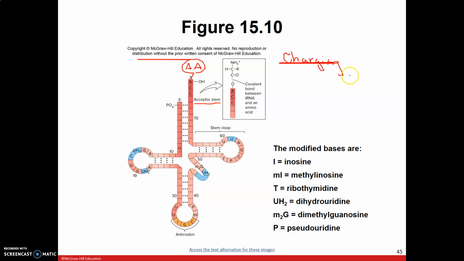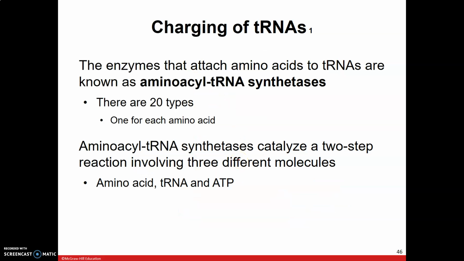So tRNA charging happens when an enzyme brings the appropriate amino acid to the transfer RNA. And guess what? That enzyme identifies it by looking at the anticodon. Amazing, huh? Over here, the modified bases are the I is iodine, ML is methyl-linosyl, and so forth. Don't worry about that so much. You just need to know that some of these exist inside of the transfer RNA, but you'll never see that in messenger RNA.